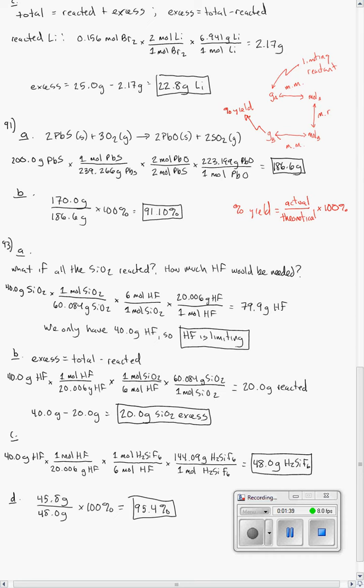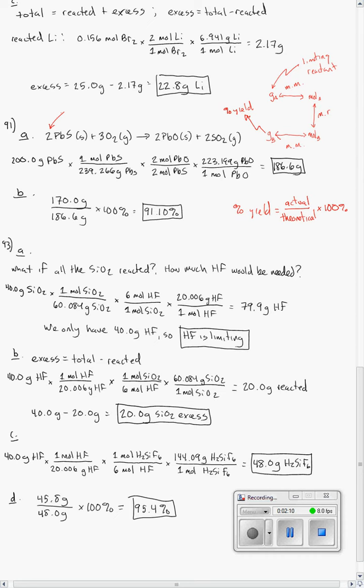91, part A, you're given an equation of lead sulfide reacting with oxygen to form lead oxide and sulfur dioxide. And you want to figure out what the theoretical yield of lead oxide will be if 200 grams of lead sulfide is heated. So the first thing to do is we get to balance this equation. You can do this as indicated here. So we want a 2 in front of the lead sulfide, a 3 in front of the oxygen, 2 in front of the lead oxide, and a 2 in front of the sulfur dioxide.